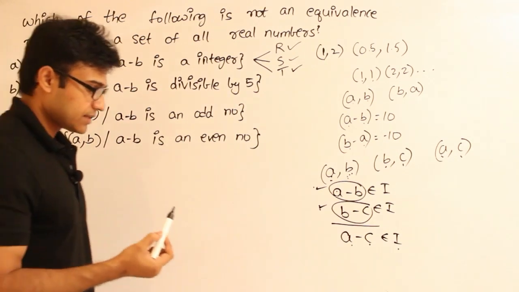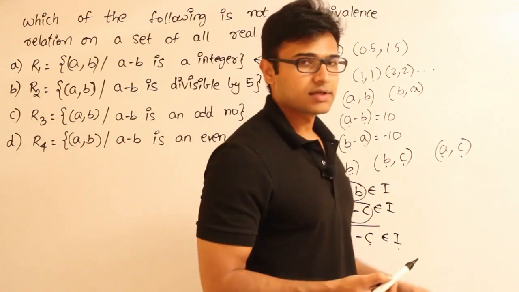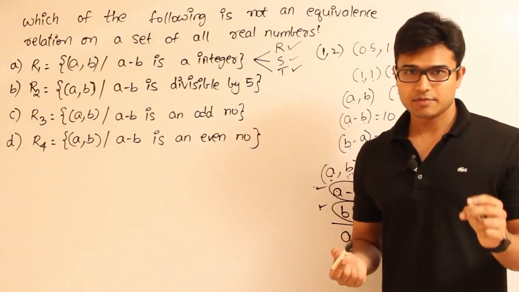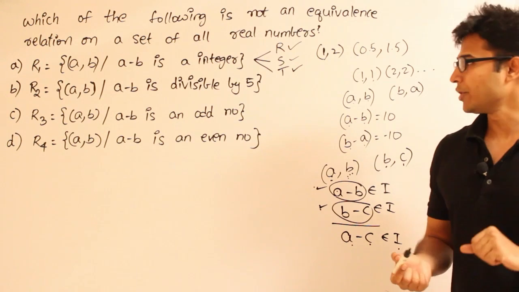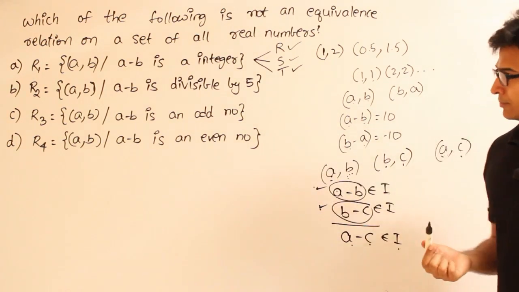So that is how you should test whether a relation is equivalence or not. Test whether it is reflexive, symmetric, transitive. Three points. Now look at the next one.